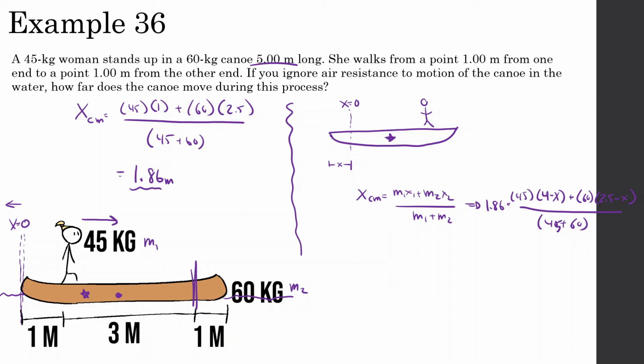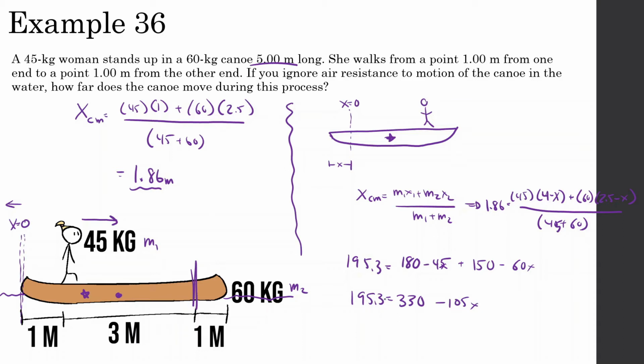I'm just going to multiply 1.86 times 105, and then I get 195.3. And this will be equal to, I'm going to FOIL this out, 45 times 4. What's that going to be? 180 minus 45x, and then plus 60 times 2.5, and we get 150 minus 60x. And now let's clean this up a little bit more. 195.3 is equal to, and I'm going to add these two together, so that's going to be 330. Oh, and this should be 45x. Okay. And then this is going to be minus 105x.